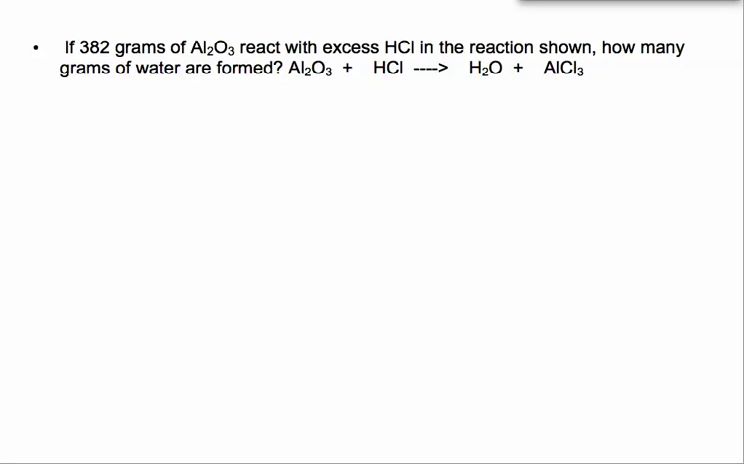In this problem, we have 382 grams of aluminum oxide reacting with excess HCl, that means more than enough, and we're asked how many grams of water are made. So the first thing to do is to balance the equation.